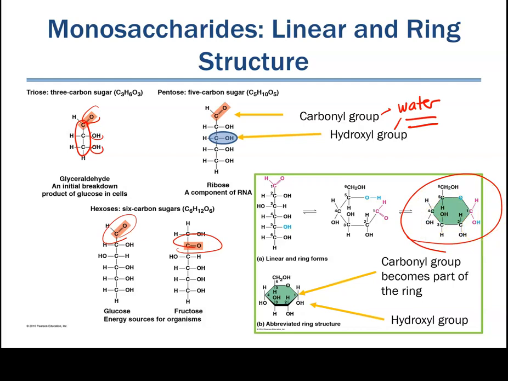The important thing that you need to know about these rings is that we've got the carbonyl groups and the hydroxyl groups. I'm sorry, the carbonyl group is not part of what I'm saying. The hydroxyl groups are off of the outside. Those hydroxyl groups are what are going to be involved in bonds between the different rings. So those hydroxyl groups are going to be important for building our polysaccharides.